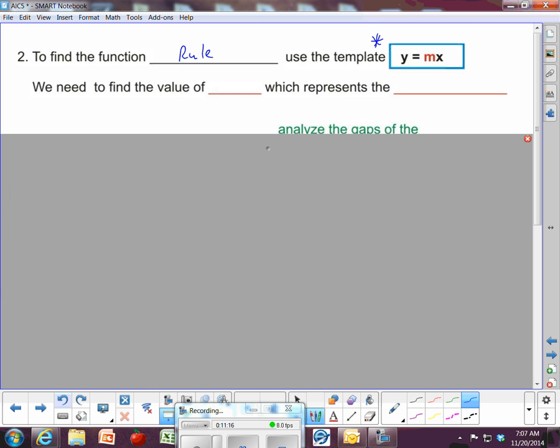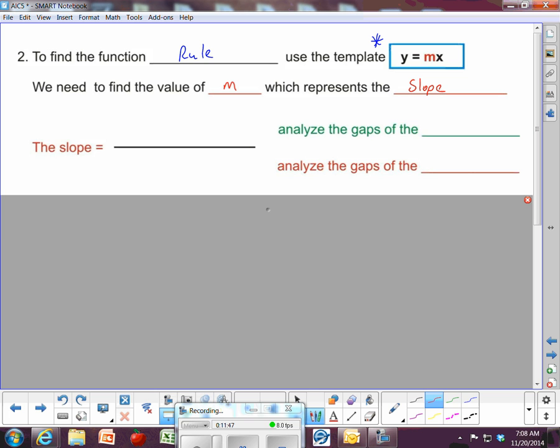All right. So all we need is this. We need to find the value of m. That's all you need to know. If you know the value of m, then you can find the function rule. That's it. All you need to know is the value of m. And m represents the slope. We are going to talk about slope in detail down the road, so I'm not going to go into it now. But suffice it to say, it's basically this.